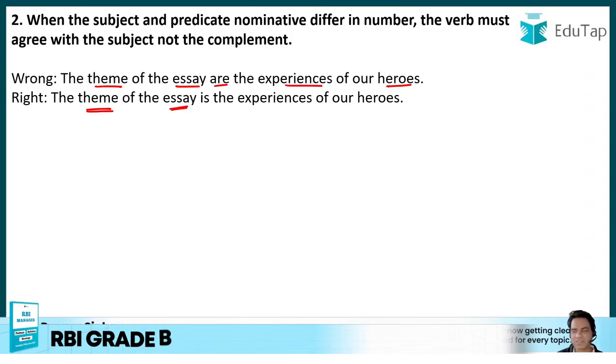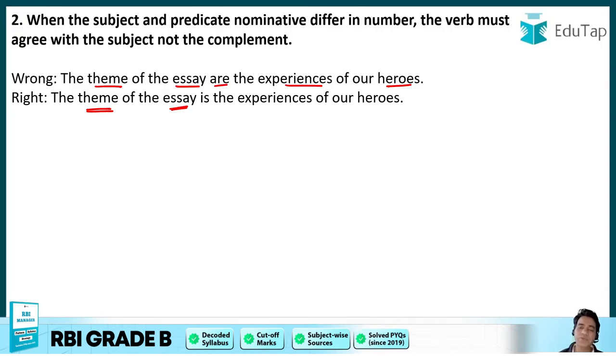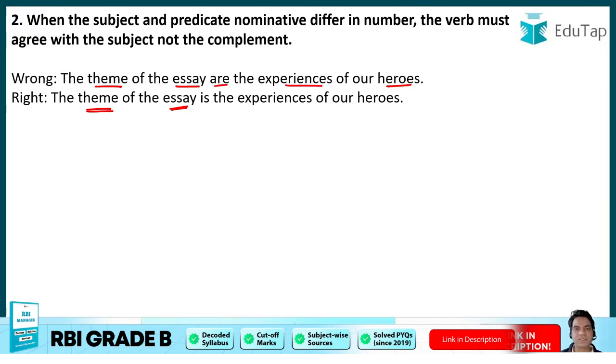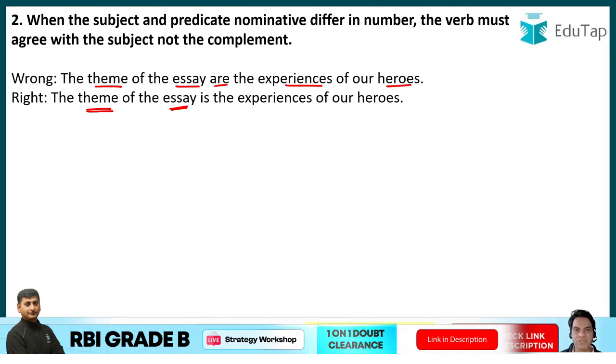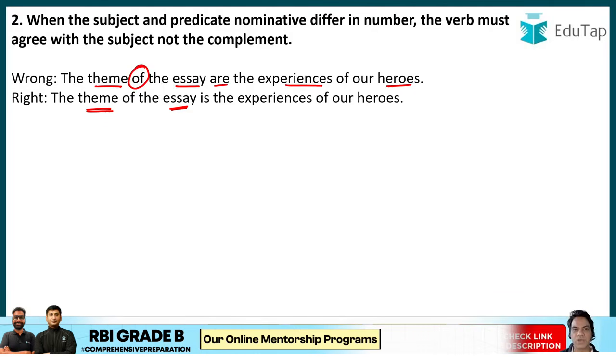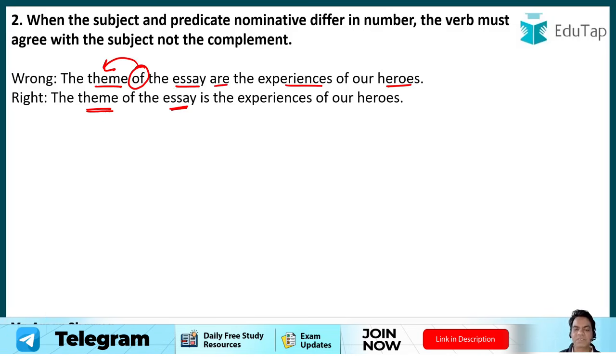Remember the first structure I told you, the universal structure. What did the structure say? The sentence begins with the subject. But now there are scenarios when they'll try to confuse you by using of. Guys, please remember, whenever you see the word of used between two nouns, always remember the noun before the preposition of is the subject of the sentence.